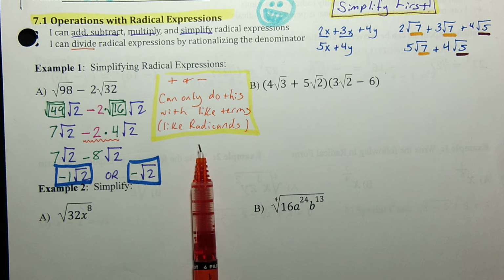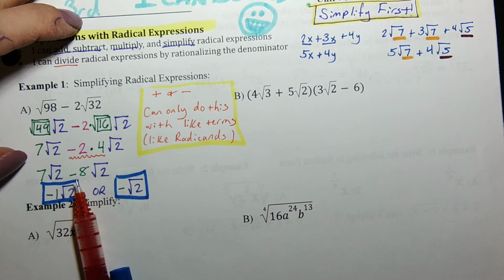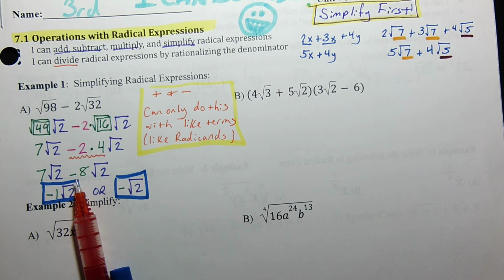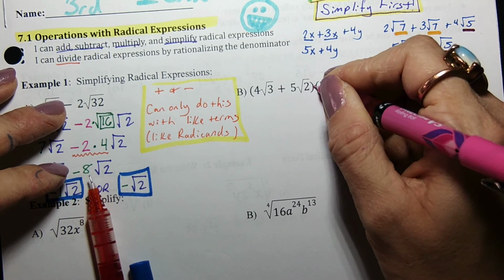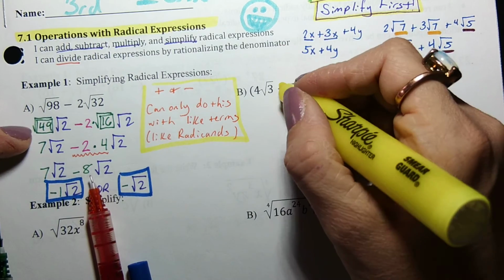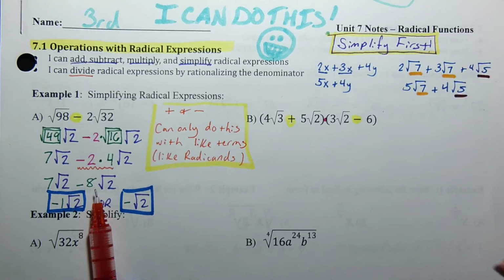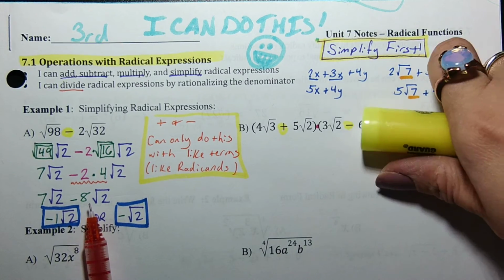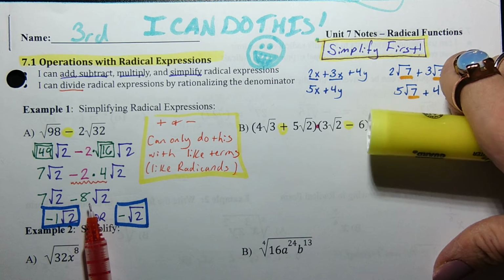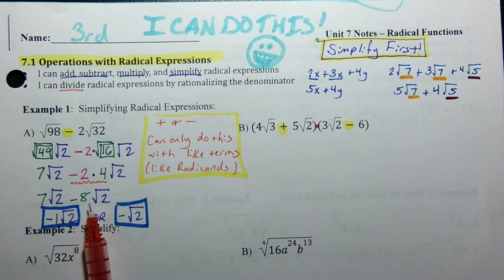We're going to go back into the notes. And now we're going to look at our next operation. What operation is going on here? We've got multiplication. We've got addition. We've got subtraction. Now, the first thing we want to do is simplify first. Simplify first. Can we simplify any of those radicals? No. So, no simplifying to do there. So now we are ready to multiply.